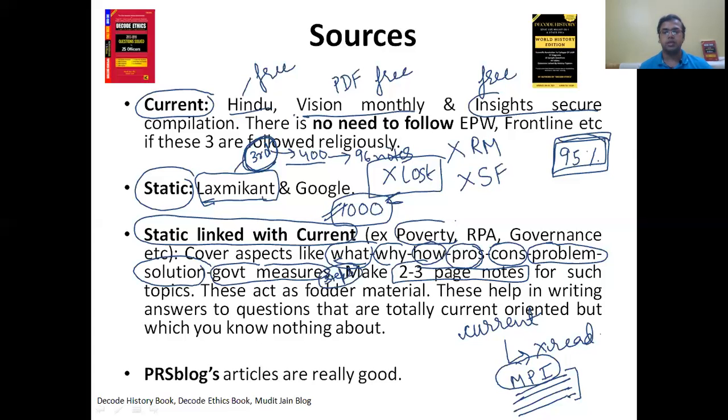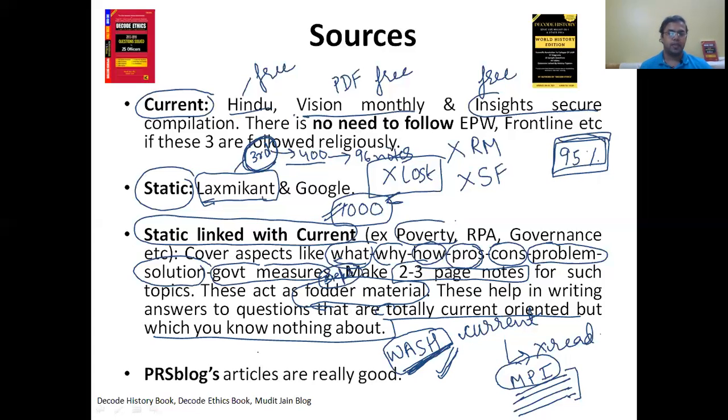So make static notes. These act as fodder material. These help you in totally current oriented questions which you know nothing about. For example, in 2017, there was a question on the WASH scheme. I had not read this. It was not there in my notes at all. But still I was able to write a lot about it and fill even the last inch of page available for this question, only and only because I had enough fodder material to write on it.